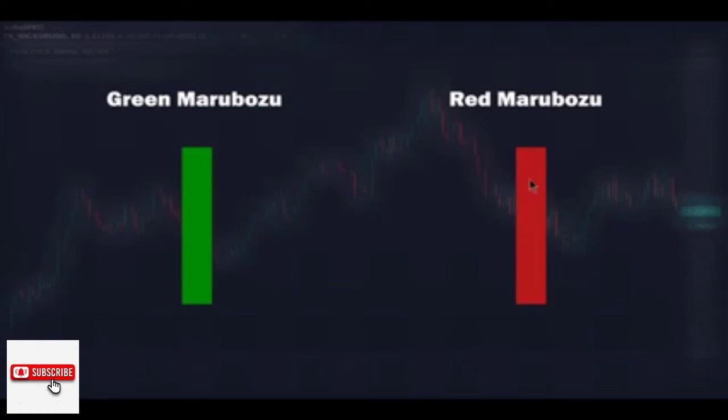And in red marubozu, high is equal to the opening price, and also close and low are equal. This candle shows that sellers were very aggressive in that time period and had full control of the price from open to close, and it shows high selling pressure, higher than the long red candle.